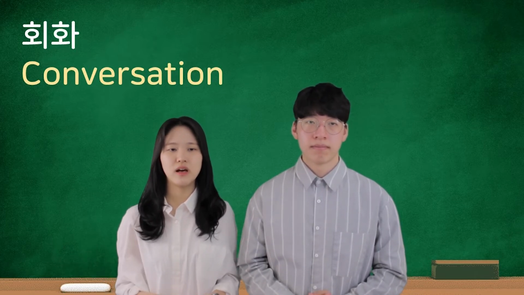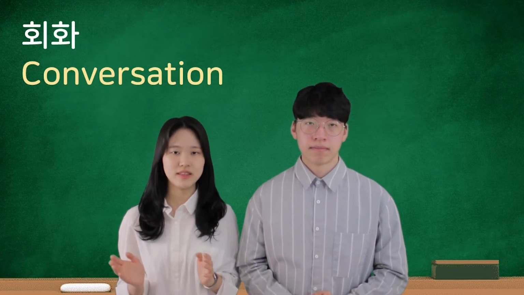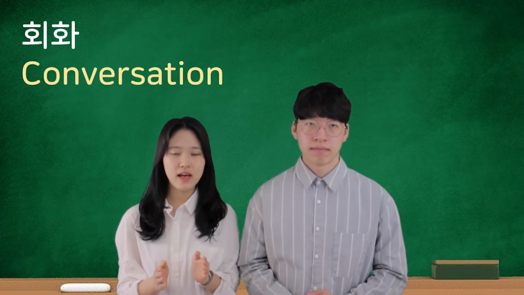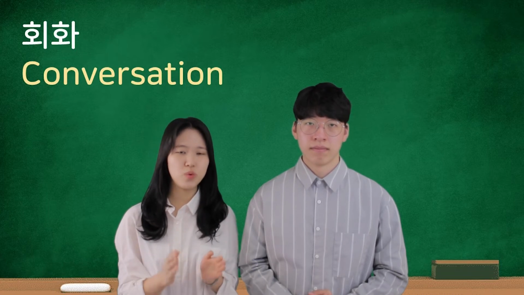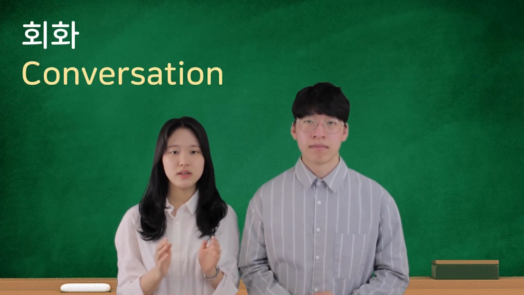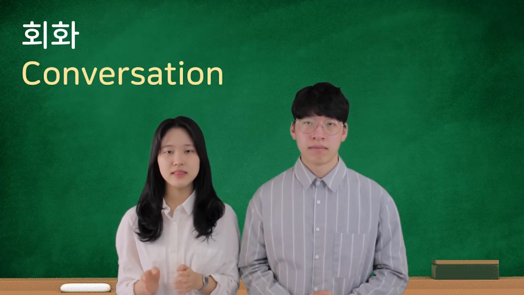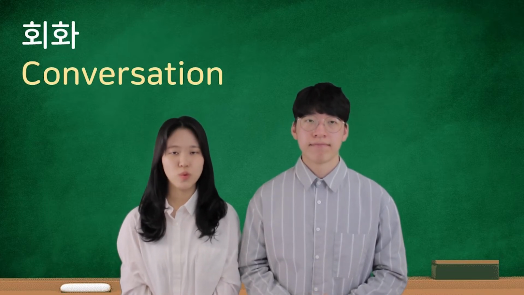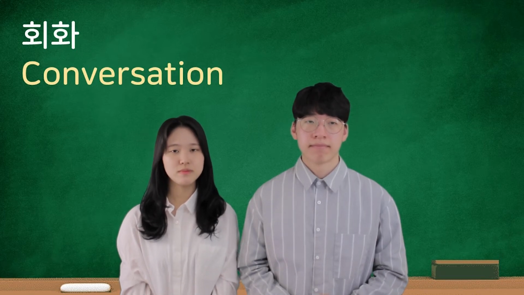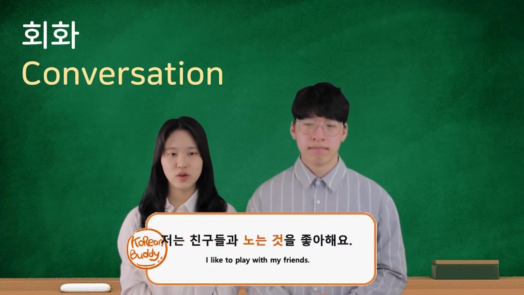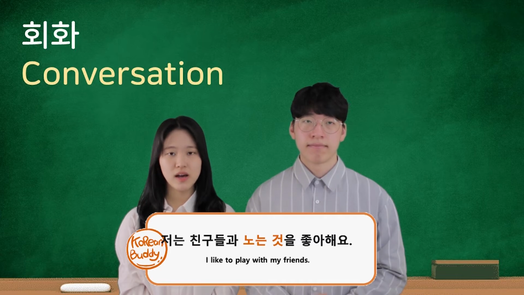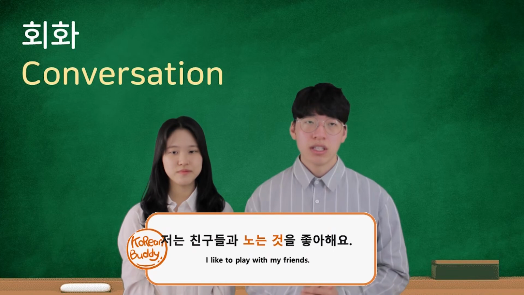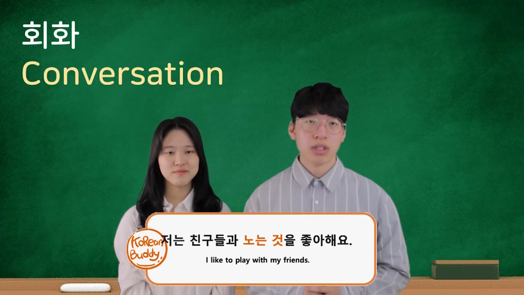I will explain how 는 것 is used in the sentence. When 다 is removed from the verb 놀다, so ㄹ is removed and 는 것 is added. So it becomes 노는 것. Yes, please repeat after me. 저는 친구들과 노는 것을 좋아해요.